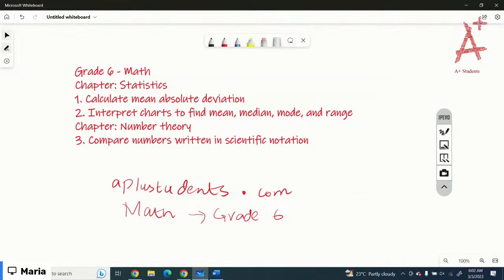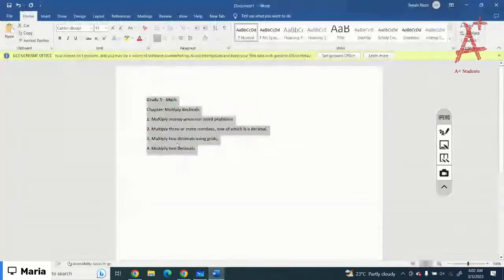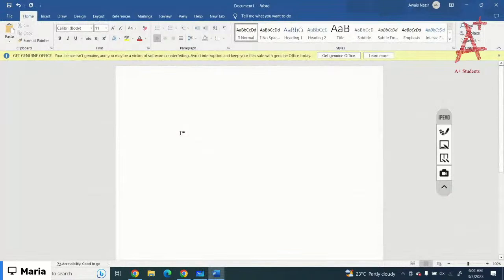We're going to start with the chapter statistics, and the lessons we are going to cover today are calculate mean absolute deviation, and interpret charts to find mean, median, mode, and range. Then we'll start the new chapter number 3, and the lesson from the chapter we're going to cover is compare numbers written in scientific notation. So let's just start with the first lesson, that is calculate mean absolute deviation.